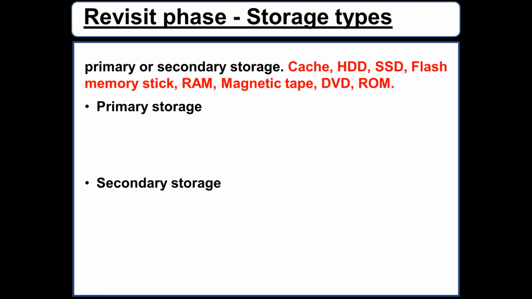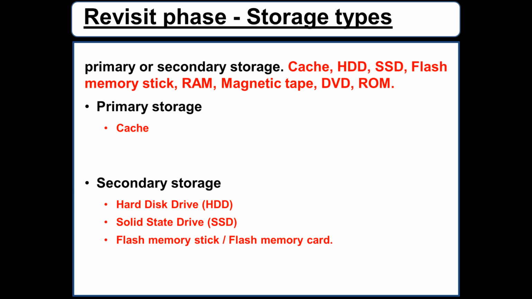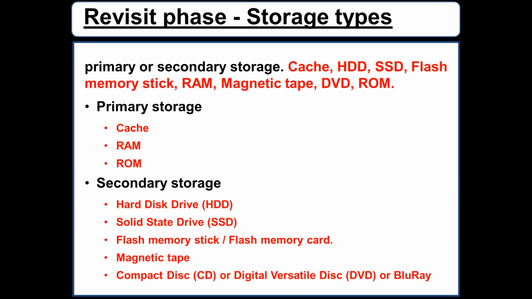So starting here, we've got primary storage, and that includes cache, RAM, and ROM. And secondary storage includes all the non-volatile devices such as hard disk drive, solid state drive, flash memory sticks, and so on.